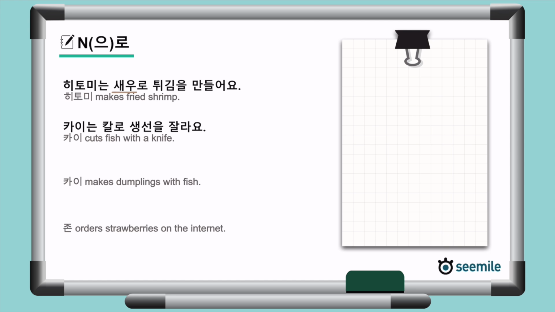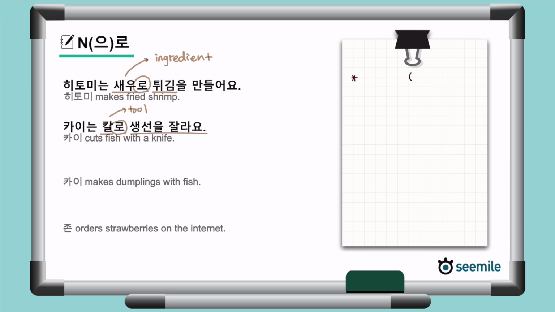That it is one of the ingredients in the 튀김 Hitomi is making. Next, what about this one? What information can you find about the 칼? We see that Kai is using the 칼 as a tool to cut fish.